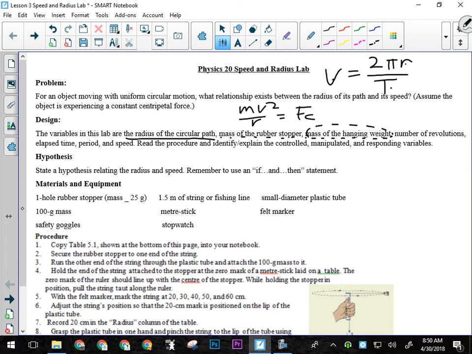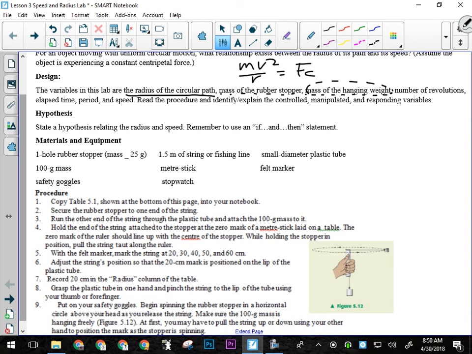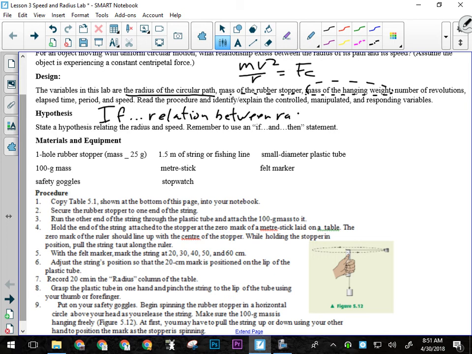So for our hypothesis then, if-and-then statements, the if part should talk about the relationship between radius and speed. The and part, as always, describes the experiment, and the then part should tell me what will happen, as radius increases, what will happen to speed.